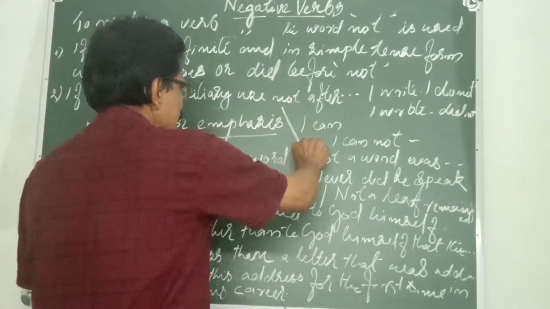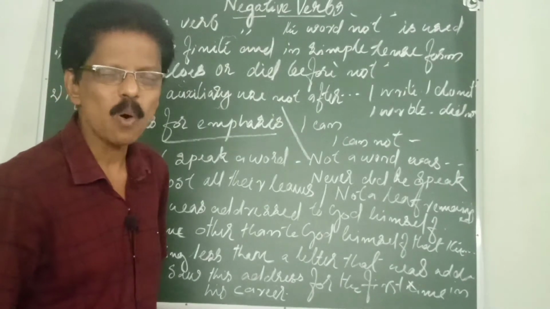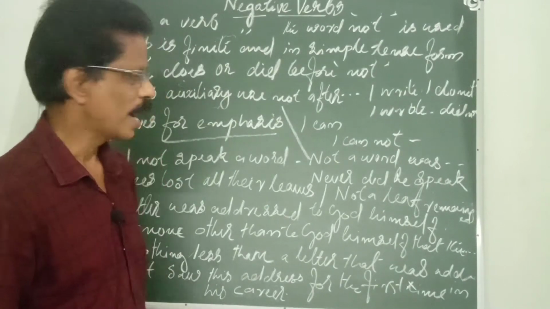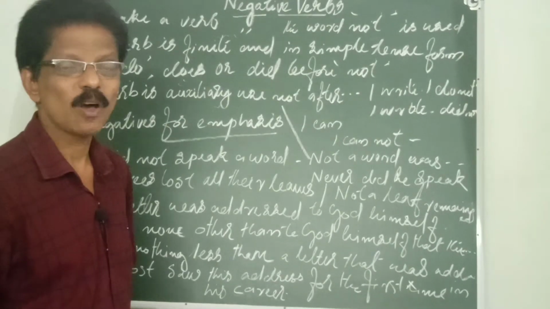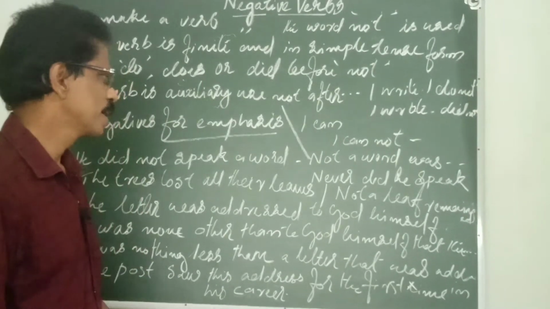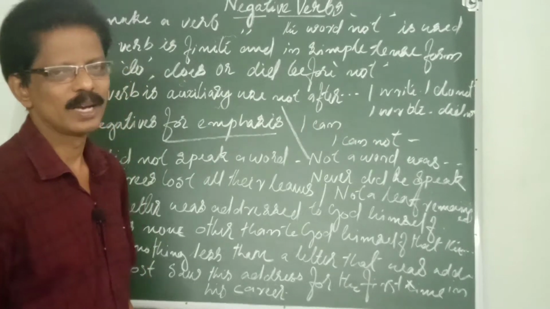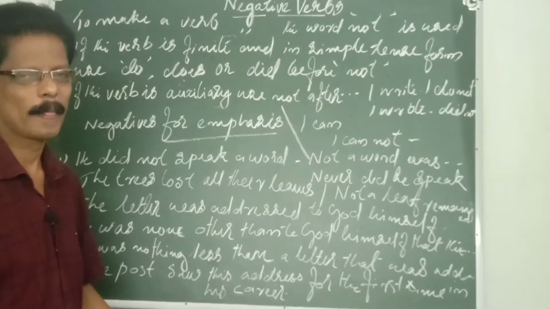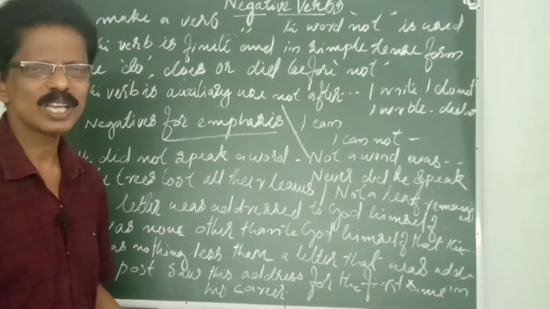For example, I can write, I can go, I can walk, I can come. I cannot come. I cannot go. We cannot. He will come, he will not come. He may come, he may not come. She will come, she will not come. She can come, she cannot come. Just use not after the auxiliary verb.